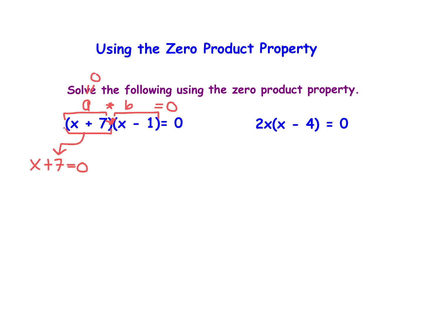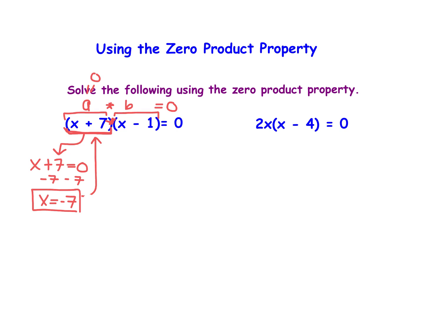So here, if we assume that this first parentheses equals 0, we set up this little mini equation and say, well, what would x have to be for that little parenthesis to equal 0? Well, we would have to subtract 7 from each side here, and x would have to be negative 7. So if x was negative 7, that would make this first parenthesis equal 0, and as a result, the whole statement would equal 0.